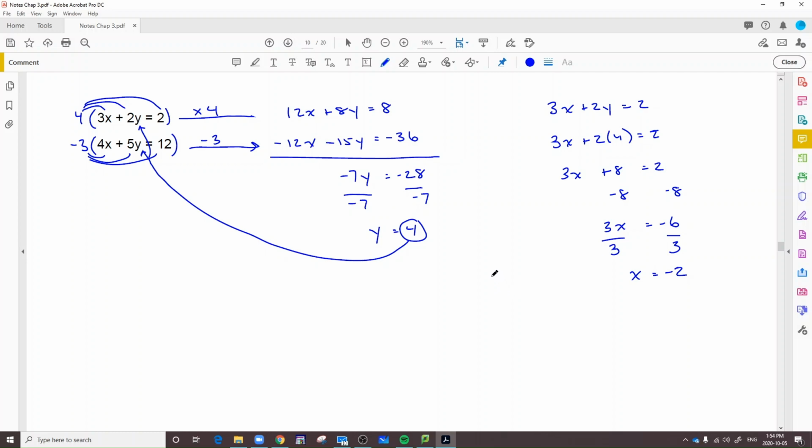And again, check the back of the book, plug x and y into both equations, but your solution set is -2 is your x and 4 is your y.